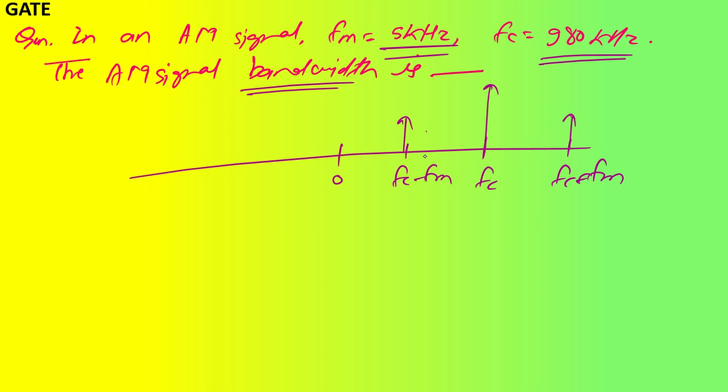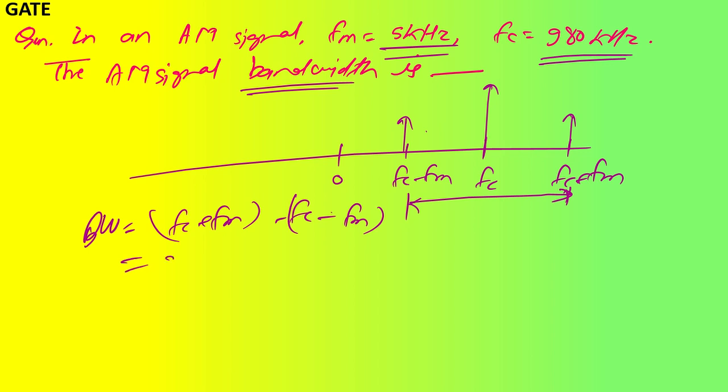So the bandwidth is nothing but the maximum frequency minus the minimum frequency that will be required. I have already given you the formulas in our theory. So that will be FC plus FM minus (FC minus FM), so that is going to be 2FM. So basically for single tone message amplitude modulation, you have 2 times the message frequency equal to the bandwidth. That is nothing but 2 times 5, that is 10 kilohertz.